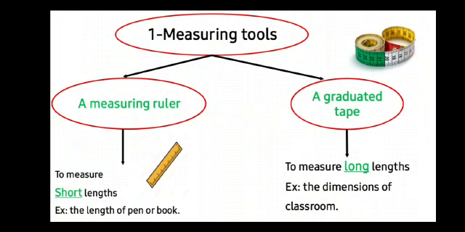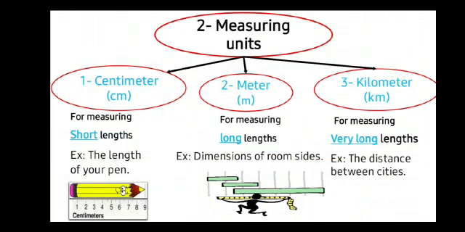So I have two measuring tools for the length. Number one, the ruler, to measure short length like the length of the pen or the book. After that, the graduated tape, a tool used to measure long length like the dimensions of the classroom. Okay, Junior 4? After that, I will talk about the measuring units.